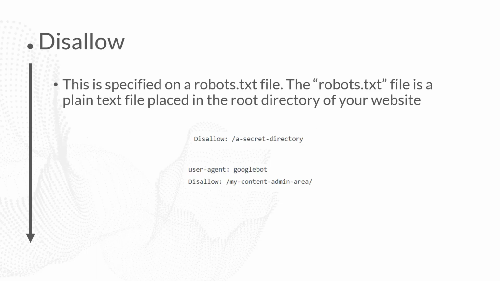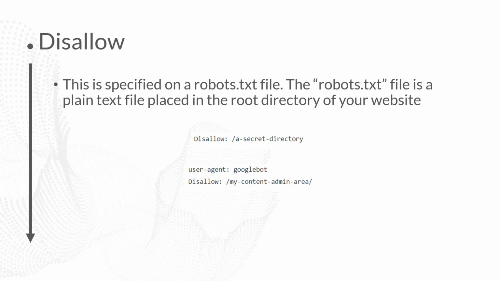And where you specify that disallow is within your robots.txt file. This is what the robots.txt file looks like. It's a plain text file located in the root directory of your website. So if you want to see a website's robots.txt file, you could go to site.com/robots.txt. For example, on Elementive's website, it would be elementive.com/robots.txt, and you can see what those disallow commands are that we're specifying for search robots.